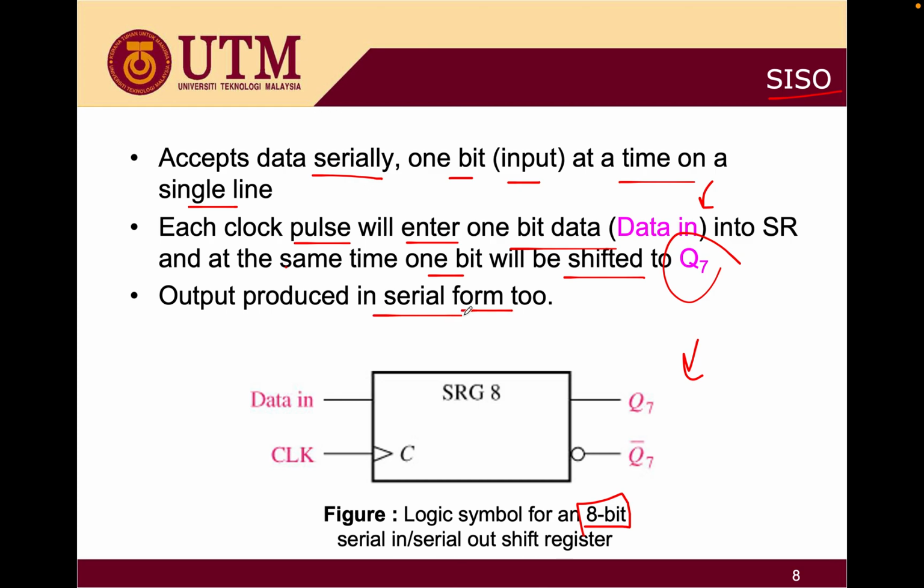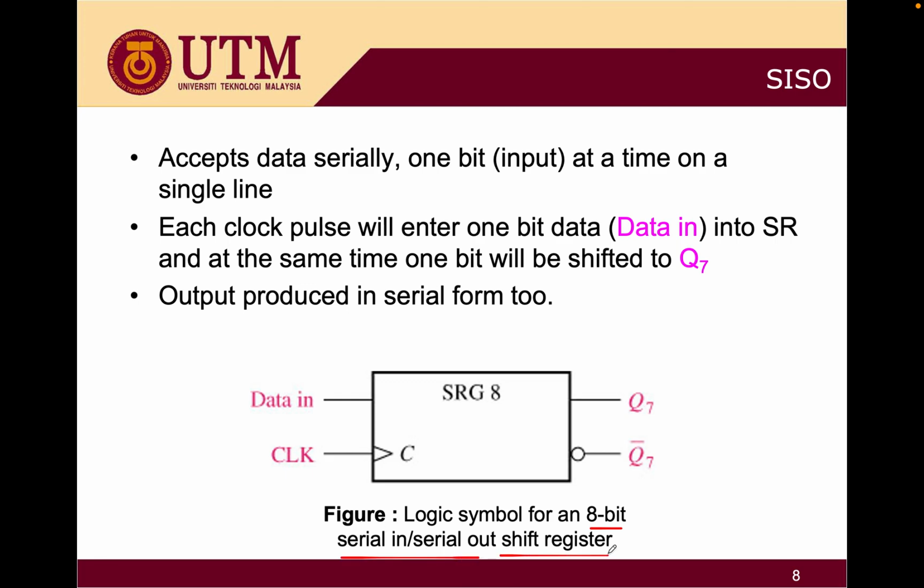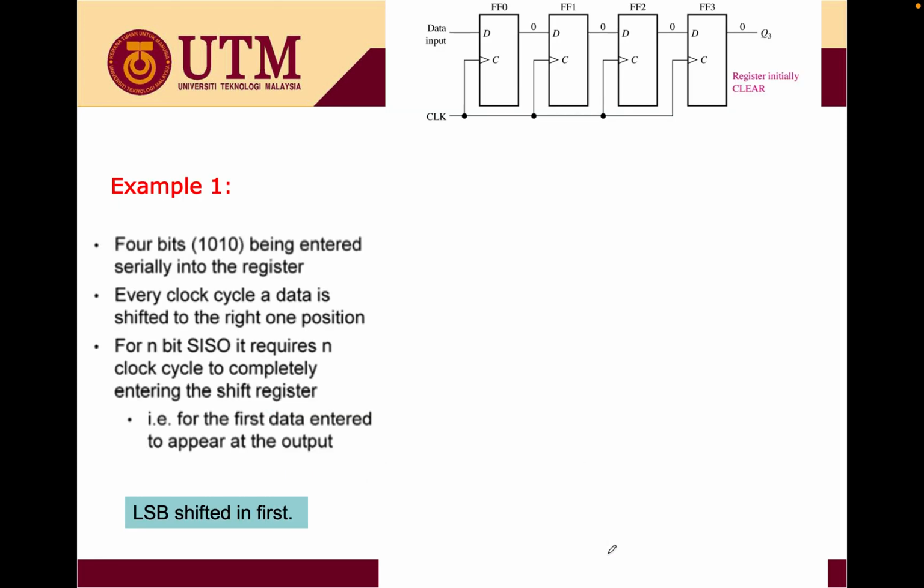So you also have serial form for the output. Here you have your data in, you have your clock. It depends on where you're going to connect, and on the flip-flop that you are using. But this is a block diagram, the general one. So this is the logic symbol for an 8-bit serial in, serial out shift register.